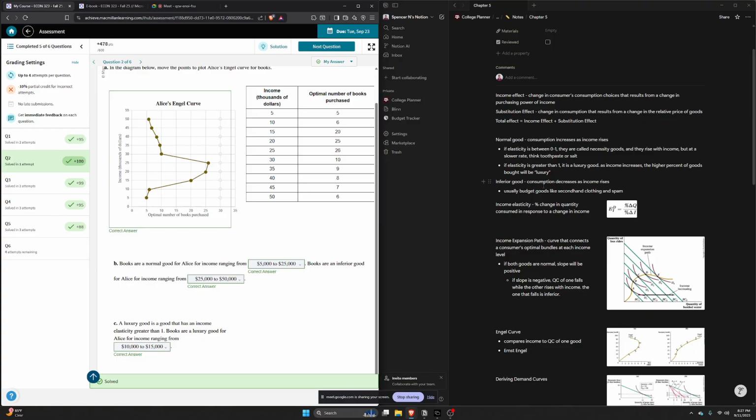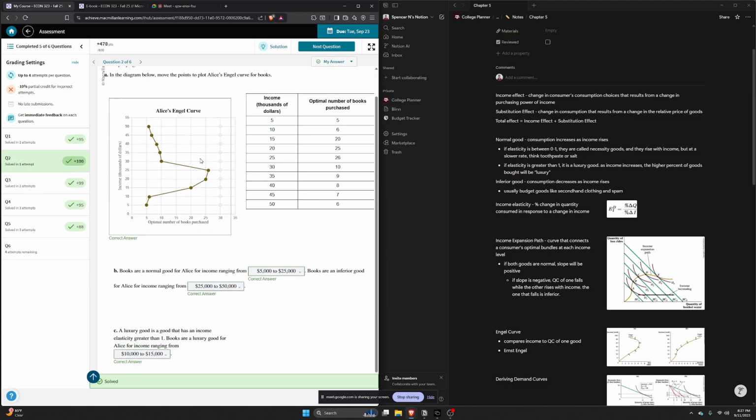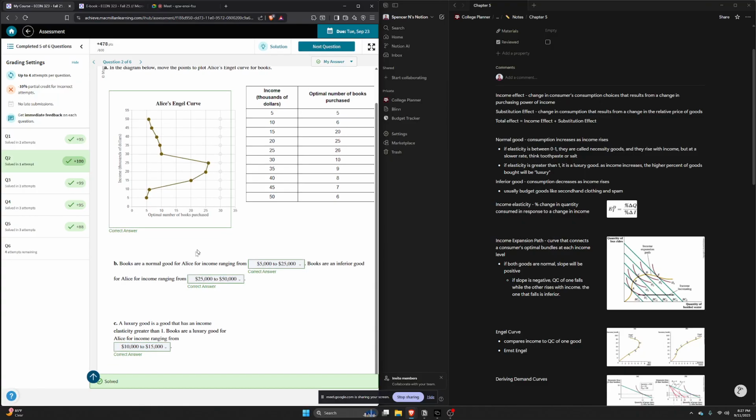So it'd be like the inferior good. I don't know why books would be an inferior good. I see a lot of rich people with massive bookcases, but oh well. It says it's an inferior good. So the best elasticity we have for normal good would be right here from 10,000 to 15,000.